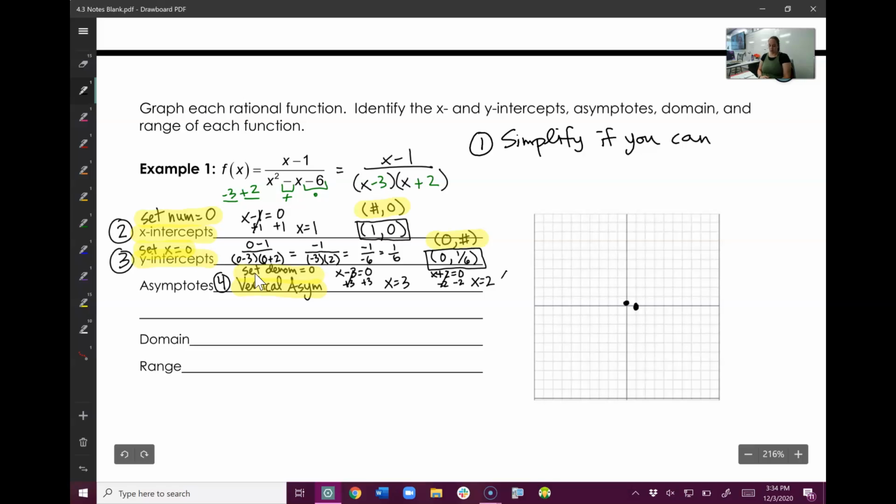Vertical asymptotes are always written as x equals a number. So I can just leave them like that. And they're graphed using a dashed line. So I'm going to go to +3 and do a dashed line through +3. That's one reason it's called a vertical asymptote, because it's a vertical line.